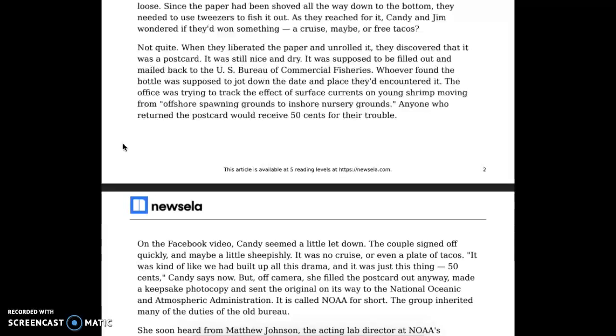Not quite. When they liberated the paper and unrolled it, they discovered that it was a postcard. It was still nice and dry. It was supposed to be filled out and mailed back to the U.S. Bureau of Commercial Fisheries. Whoever found the bottle was supposed to jot down the date and place they'd encountered it. The office was trying to track down the effects of its surface currents on young shrimp moving from offshore spawning grounds to inshore nursery grounds. Anyone who returned the postcard would receive 50 cents for their trouble.